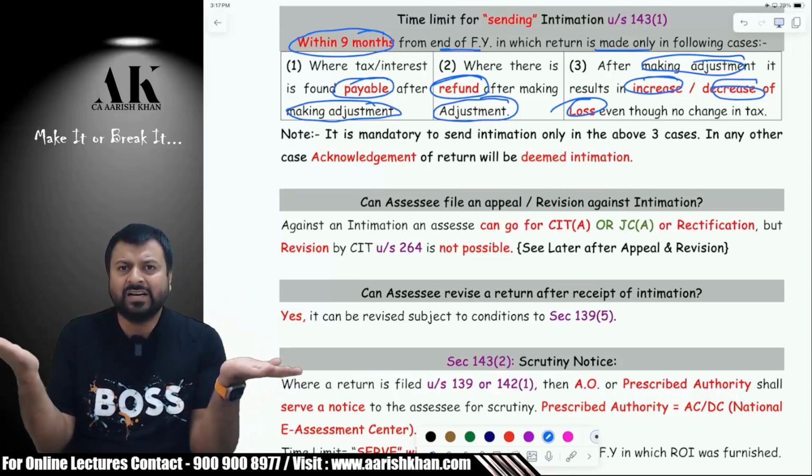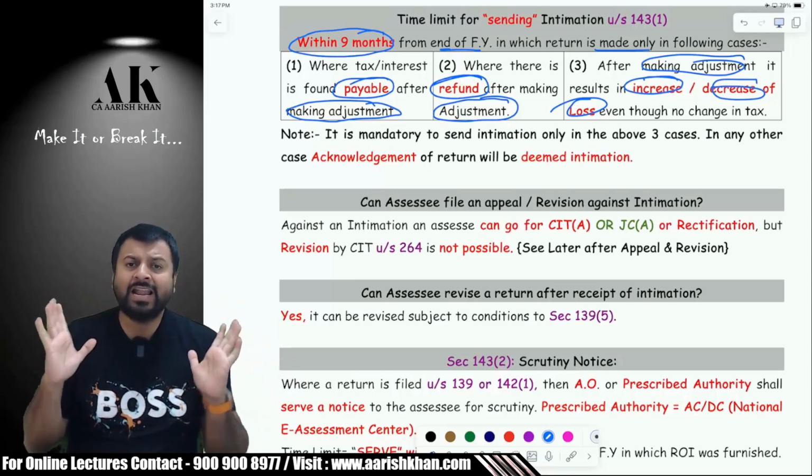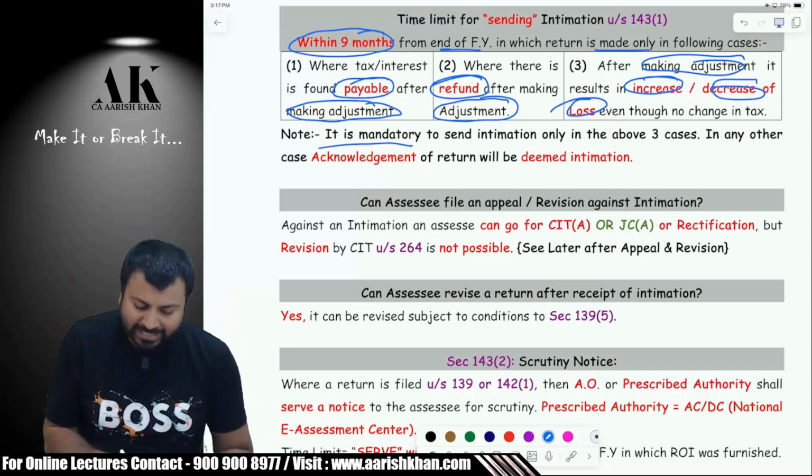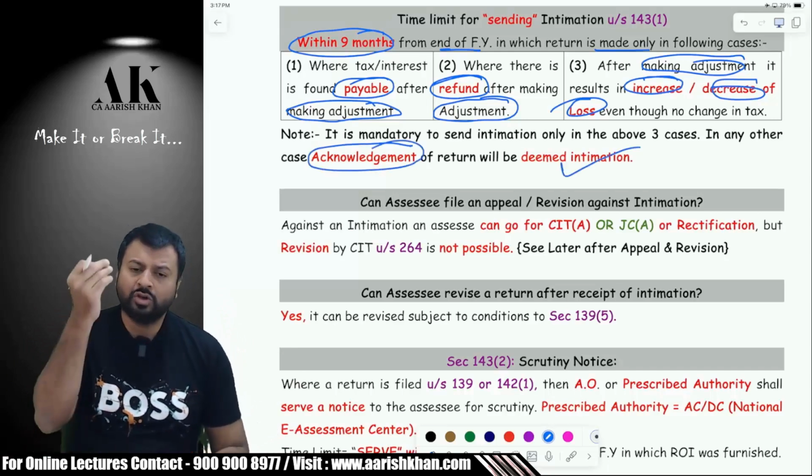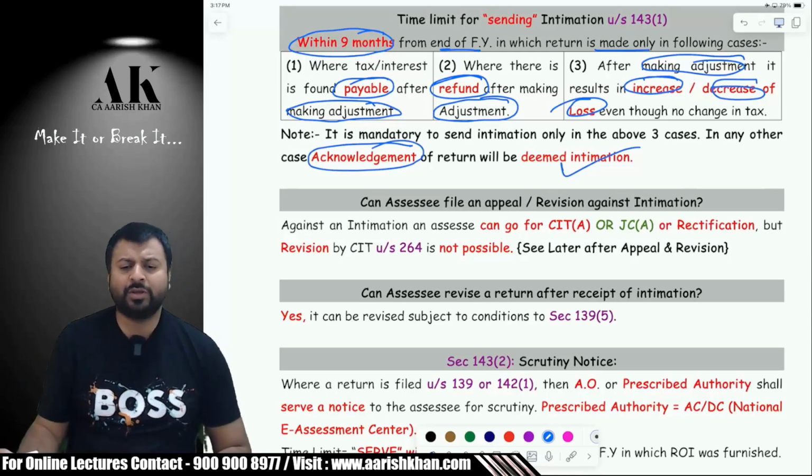In that case, sir, what will happen? Whatever return you have filed, at that time you have got an acknowledgement. That acknowledgement of return will be considered to be what? Your deemed intimation. Okay? You can consider that to be your deemed intimation.